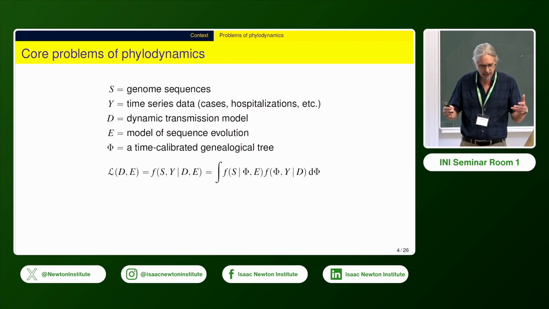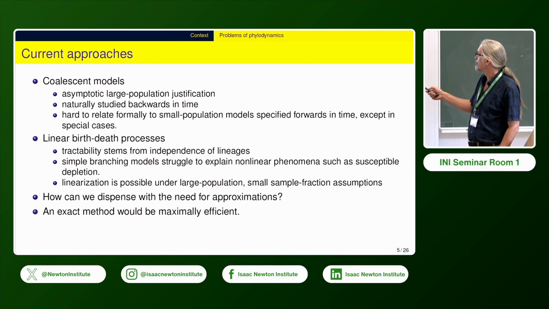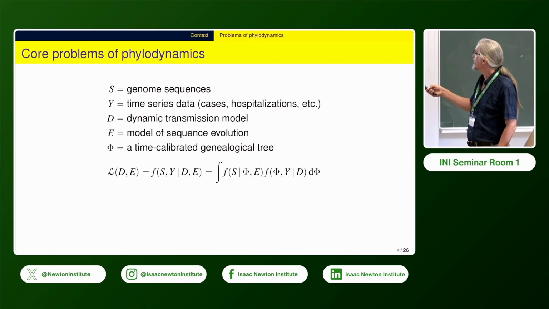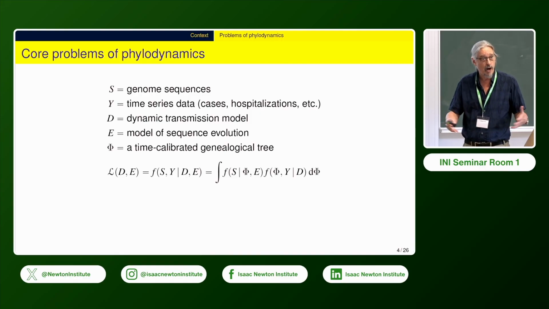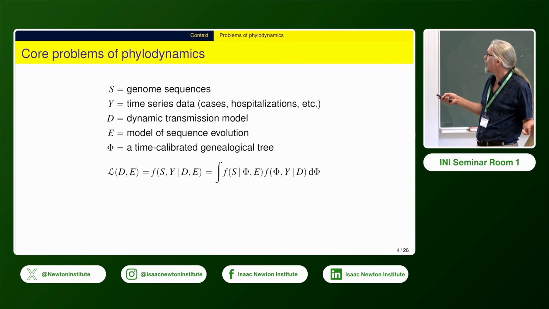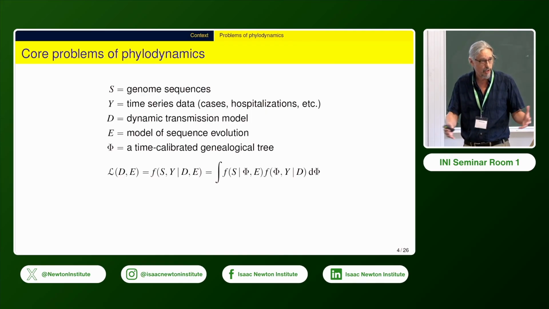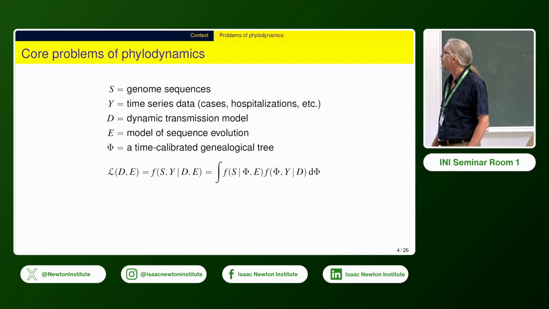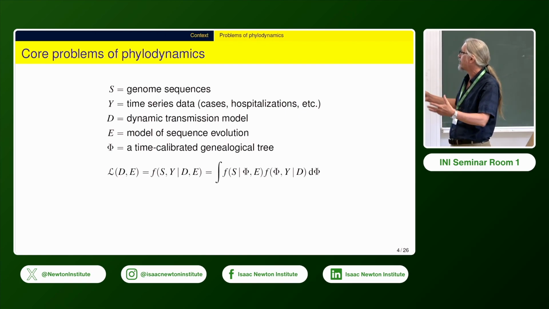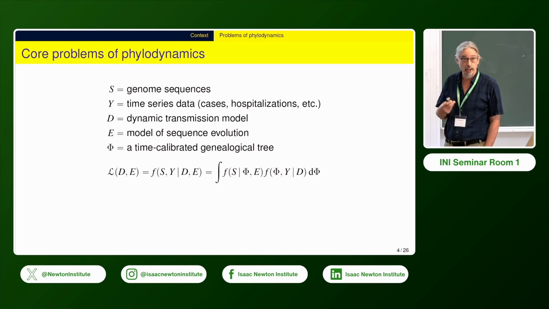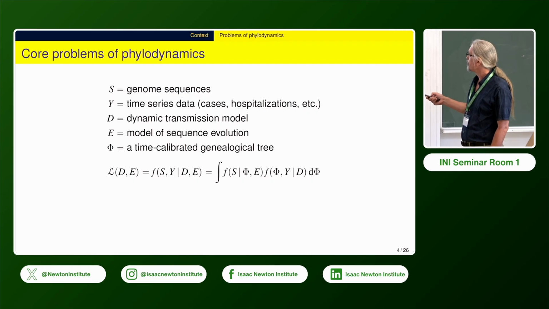So to say it another way, suppose we have a set of genome sequences, and perhaps typically a set of time series data of more traditional kinds: cases, hospitalizations, and so on. And we've got some kind of dynamic transmission model, which represents a hypothetical reality generating these things, a hypothetical scenario for how a disease is spreading. That's typically the thing that we're most interested in. We've also got to have a model of sequence evolution, in order to build the connection with the sequences.